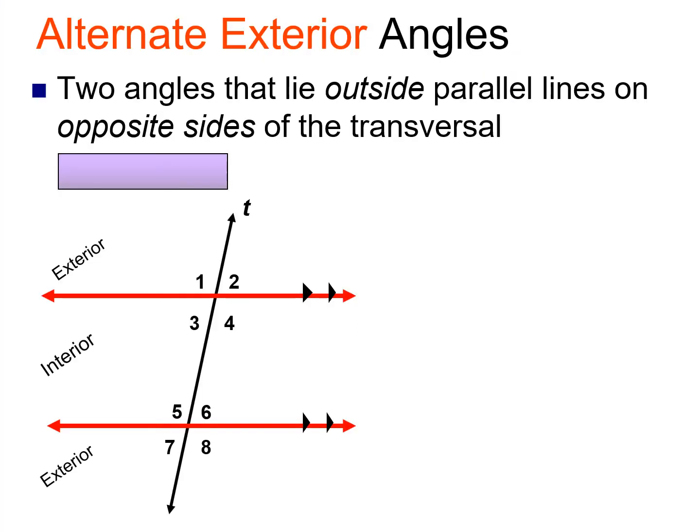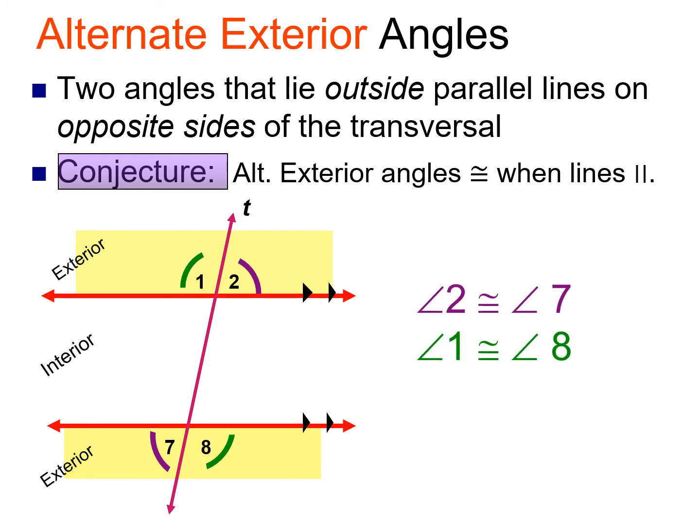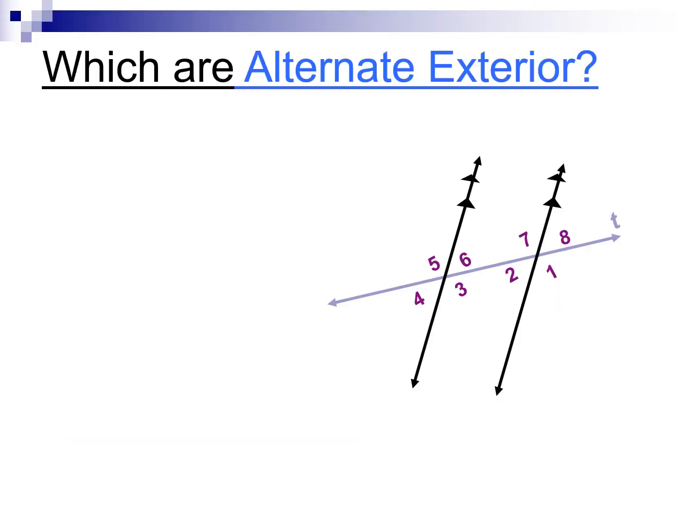Alright, then we have alternate exterior. So guess where they're going to be? That's right, on the outside. So don't worry about the inside ones now, and they're going to do the same thing that the interior did, be on alternate sides. 2 and 7, 1 and 8. Alternate exterior to each other, and they're going to match. They're also going to match.